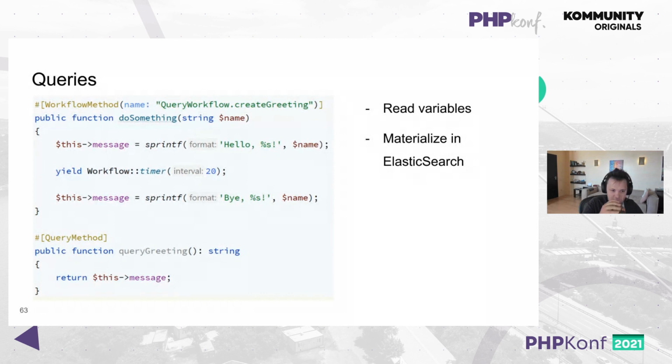Another thing you have is queries. Queries are, again, just methods of your workflow, and they allow you to read any of the variables or properties of this workflow. They do not allow you to modify it, just read. In this case, we have this query greeting method, which just returns the value of the property message. Inside our workflow, we set it to hello, wait for 20 seconds, and then set it to bye. So during this workflow execution, for the first 20 seconds you will read hello, and then you'll read bye. The beautiful part is that you can query workflows after they've been completed and are still in history. So this is useful to get values from existing things.